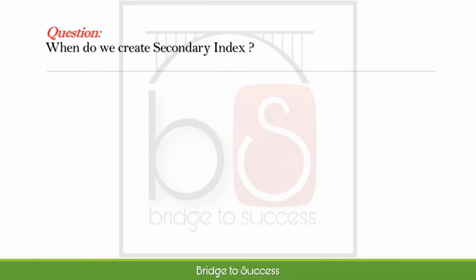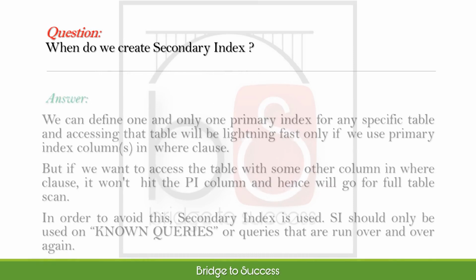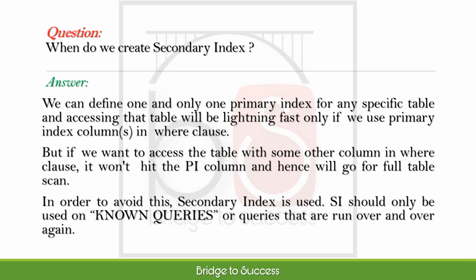When do we create secondary index? We can define one and only one primary index for any specific table, and accessing that table will be lightning fast only if we use primary index column in where clause. But if we want to access the table with some other column in where clause, it won't hit the PI column, and hence will go for full table scan. In order to avoid this, secondary index is used. SI should only be used on known queries, or queries that are run over and over again.